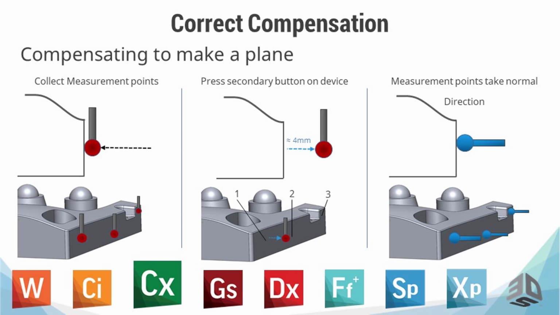Now let's take a look at how to compensate a plane correctly. First, to create a plane, we need to make 3 points. So we'll take 3 points on the side of an object by pressing the primary button or the A button on your device. Once we've taken all 3 points, we'll then offset from the surface by a very small distance, then press the secondary button or B button. By pressing the B button, we are telling the software to give the measurement points a vector to align to so that the normals of the measurement points are in the orientation that we want them to be in.